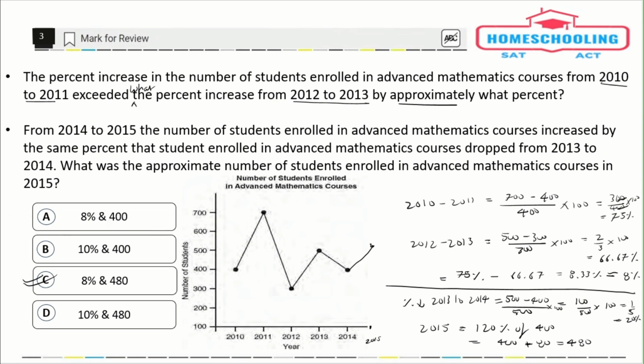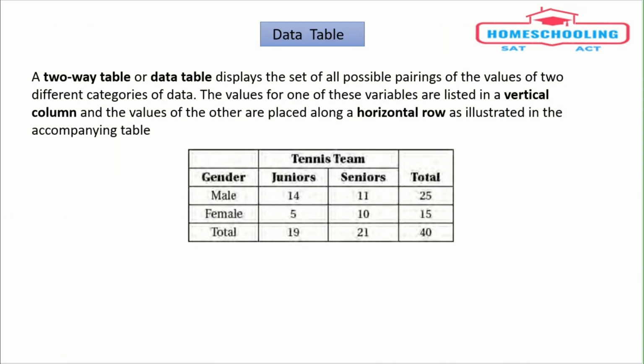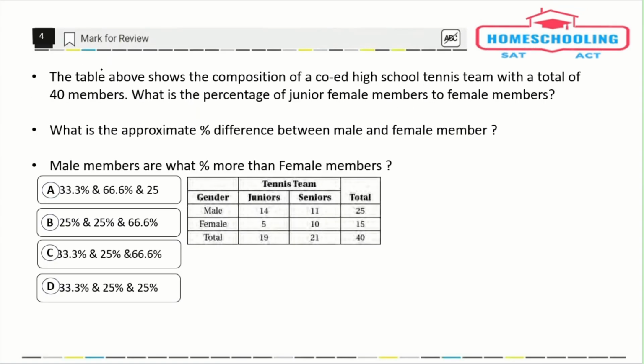Now moving to the next type of data interpretation question, that is data table. As we can see here, there are two types of variables. Here gender is given, male, female, and who are junior and senior in that particular tennis team is given. The first part of the question says that the table above shows the composition of a co-ed high school tennis team with a total number of 40 members.